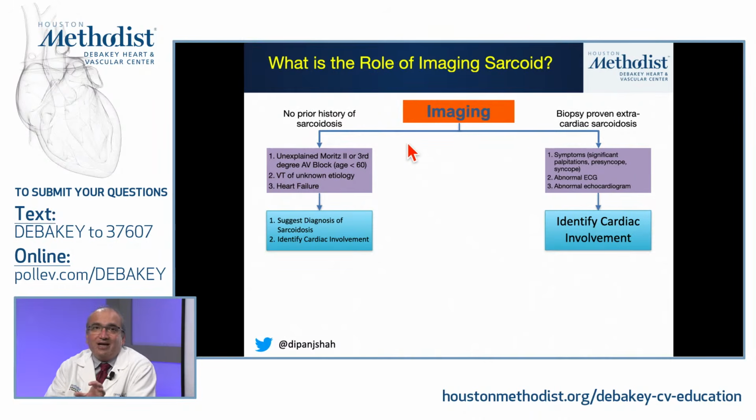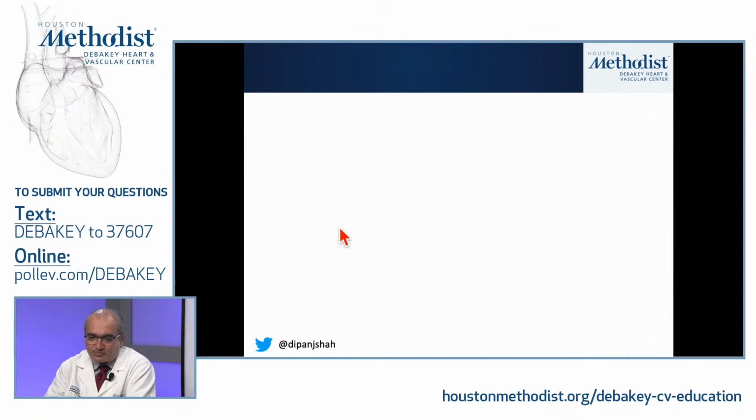But then there's also a second pathway for patients getting referred for advanced imaging. And these are patients who have no prior history of cardiac sarcoidosis, but who have unexplained advanced heart block, especially under the age of 60. Patients who have VT of unknown etiology, or patients who have heart failure. And in this case, what we're looking for imaging to do is to not only identify the presence of cardiac involvement, but really to suggest, in fact, the diagnosis of sarcoidosis.